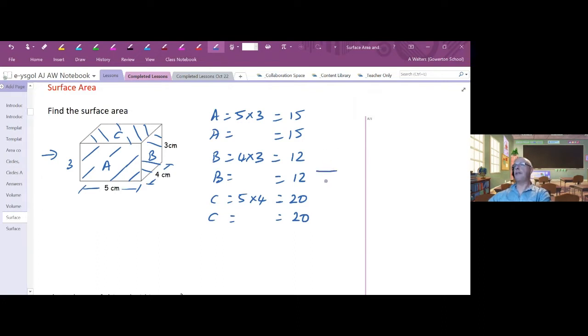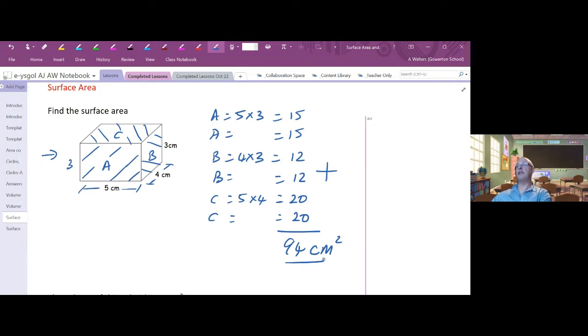Make sure you add them, because you're not telling the examiner that you're adding them just by putting numbers on top of each other. You show a big add up sign, and when you add them all up, you will get 94. And in this case, it's centimeters squared because it's an area. Okay, so that's the surface area of that particular cuboid.